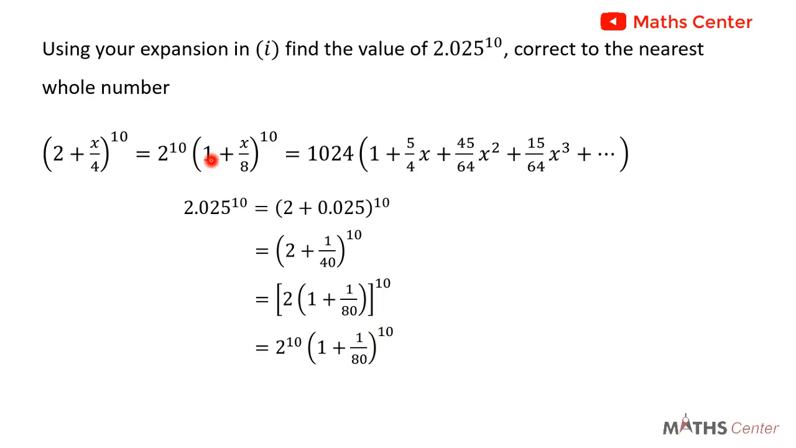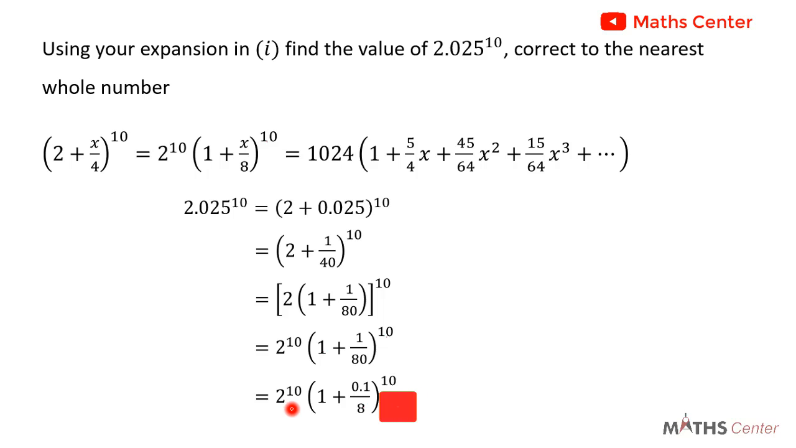Now it's beginning to look like this. We still have some work to do. We have 2 exponent 10 here, 2 exponent 10 here, the exponent 10 here and here, and we have 1 here and 1 here. But here in the fraction, the denominator is 8, and here the denominator is 80. So we need to do something about it. 1 divided by 80 is the same as 0.1 divided by 8. So our expression becomes 2 exponent 10 into brackets 1 plus 0.1 divided by 8 exponent 10.